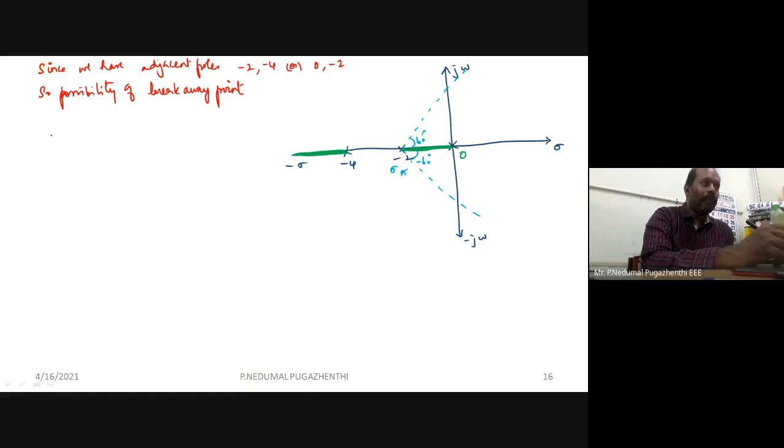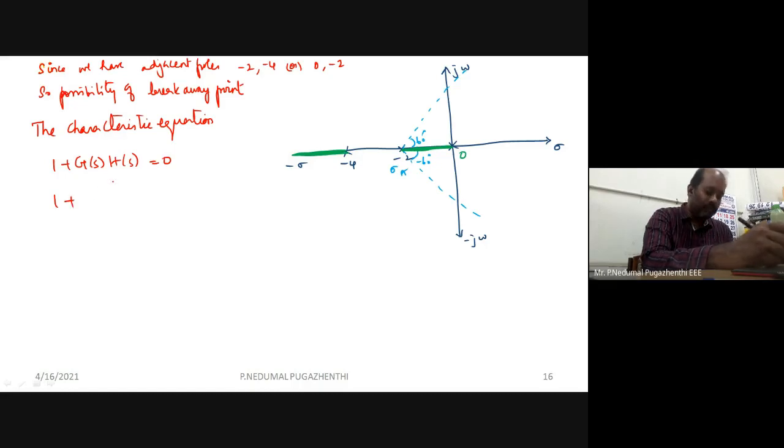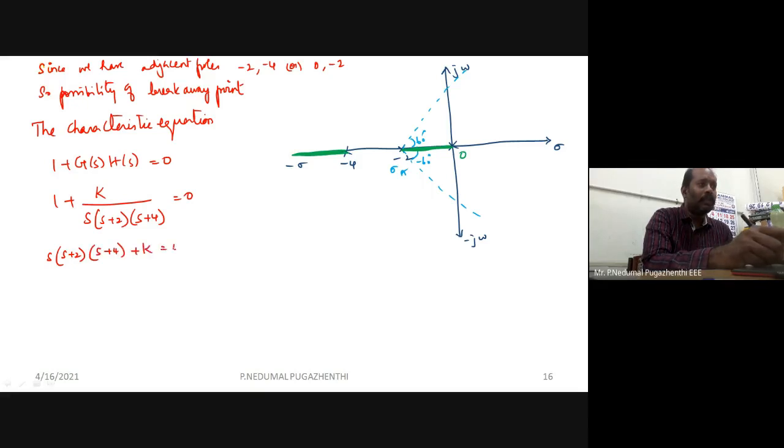So how to find the breakaway point? Consider the characteristic equation, 1 plus G(s)H(s) is equal to 0. So I will substitute my G(s) there. What is my G(s)? K divided by s into s plus 2 into s plus 4, and H(s) is 1. If you cross multiply that, what will I get? s into s plus 2 into s plus 4, plus K is equal to 0.